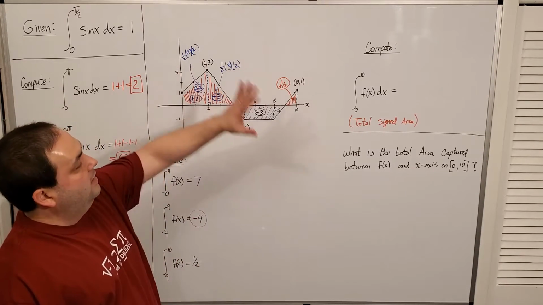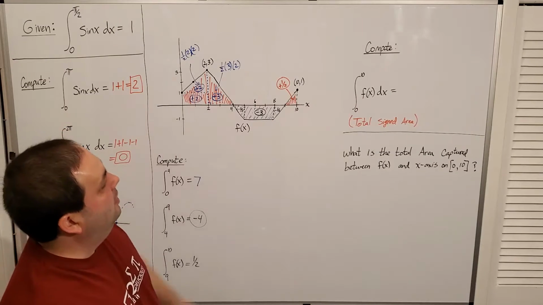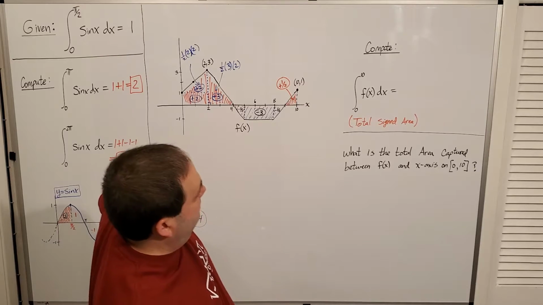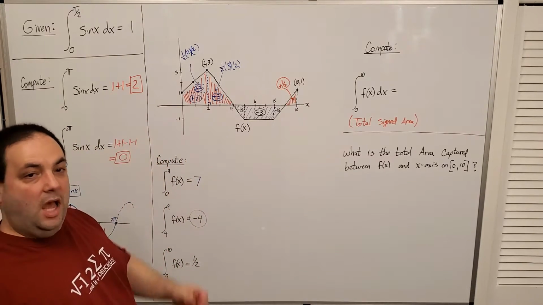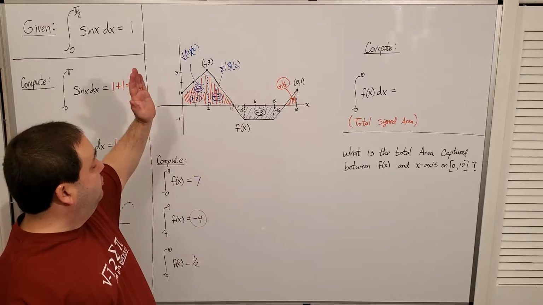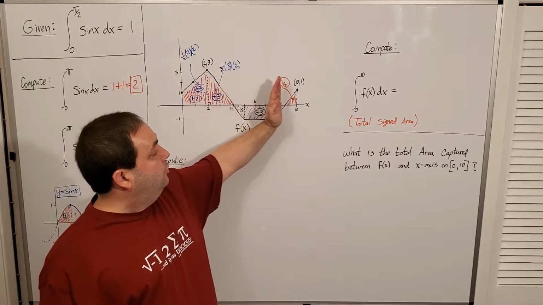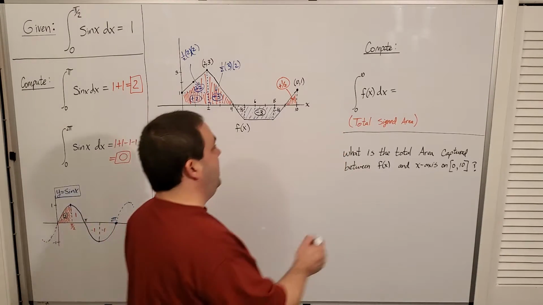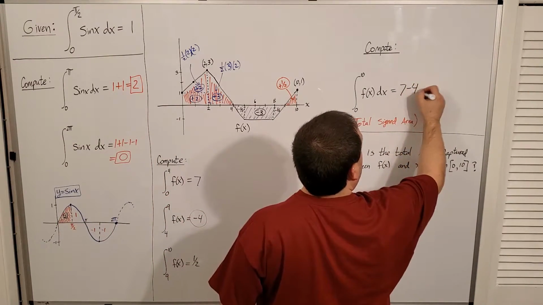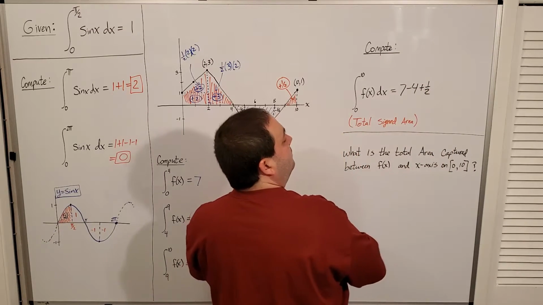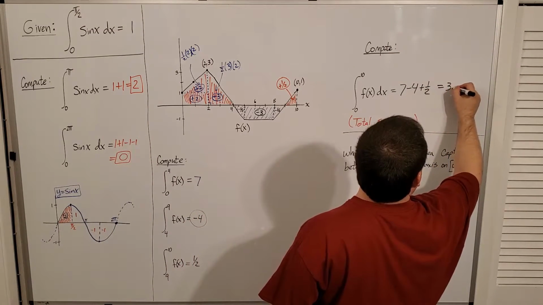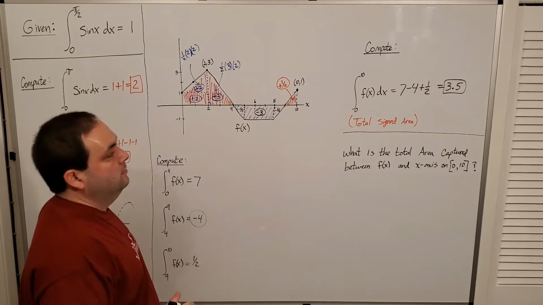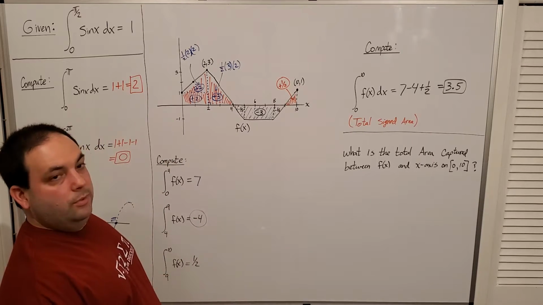Okay, so now let's answer the 2 big questions. Compute the definite integral from 0 to 10, which is considered the total signed area. In other words, I'm just adding up all of the y values from beginning to end, blindly just adding them. So that would be 7 minus 4 plus 1/2, right? We would get 3.5. Or if you want to do 7 over 2, that's fine too. Okay? Because I'm just adding them all up.